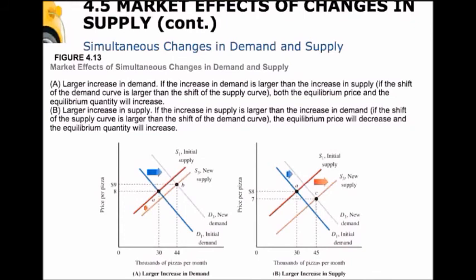So a simultaneous increase in demand and supply will unambiguously increase the quantity, as it does in either of these panels. But depending on whether the demand curve shifts more or the supply curve shifts more, the price might rise or the price might fall.